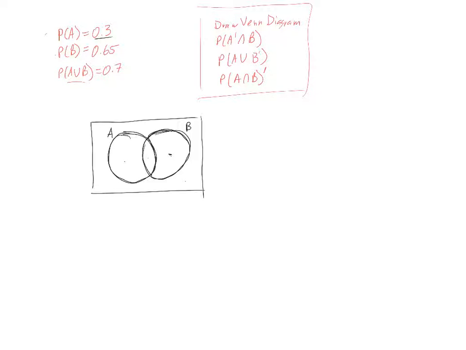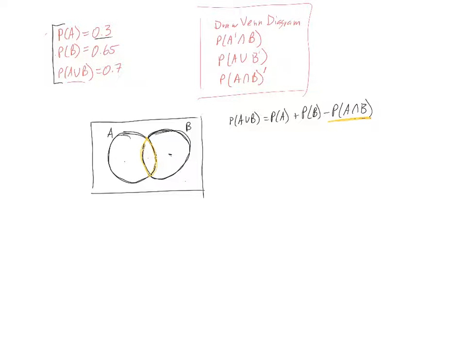All right. Now, what I do notice is that they gave me A, B, and A union B, right? And we know from our laws of probability that the probability of A union B is equal to the probability of A plus the probability of B minus the probability of A intersect B. Now, the nice thing about A intersect B is that it is this central region right here in the middle, right? So that is A intersect B. So I'm going to go ahead and solve for that.